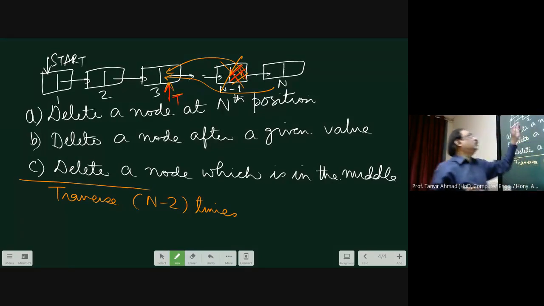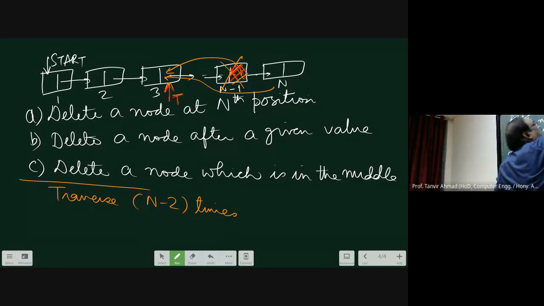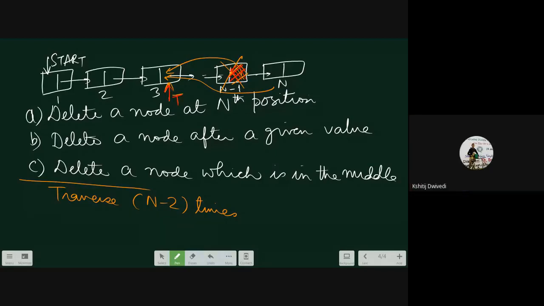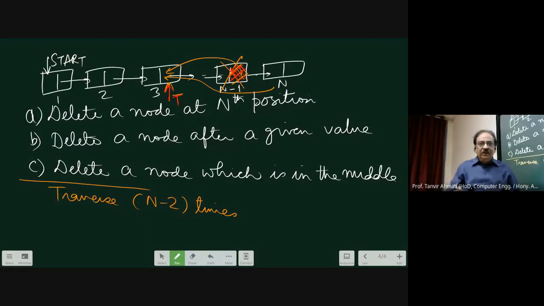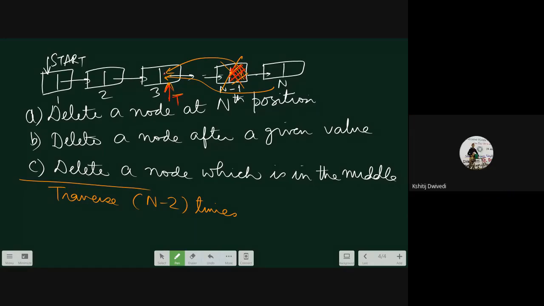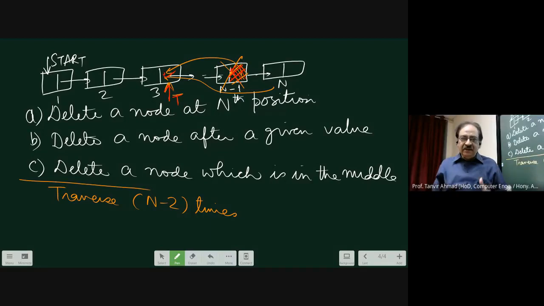What is the name of the node having 2? No name. What is the name of the first node? Start. What is the name of the fourth node? There is no name. What is the name of the fifth node? There is no name. Now, how will I access this part? I can access T of link. So T of link is nothing but the link part of n minus 1, or the address of the nth node.